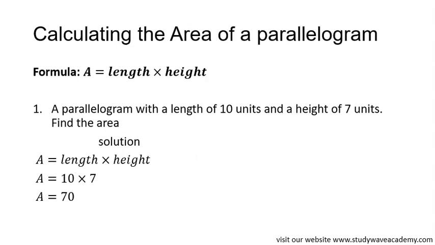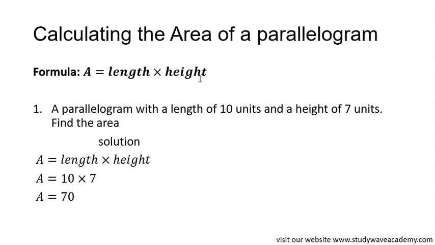Good. So next we're going to be looking at calculating the area of a parallelogram, okay? We have learned how to calculate the perimeter. Now we're going to be looking at how to calculate the area. The formula for calculating the area of a parallelogram is A equals length times height. Okay?